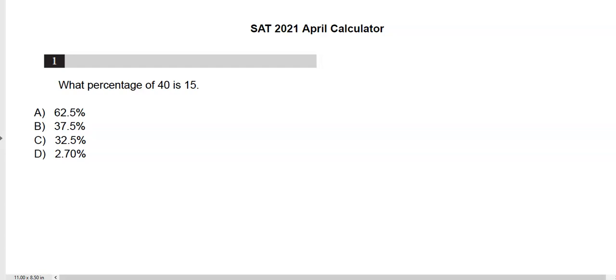All right, let's get right after it. SAT 2021 April calculator. This is the official test. And let's get started. What percentage of 40 is 15?